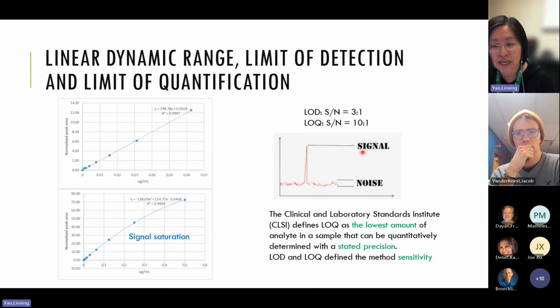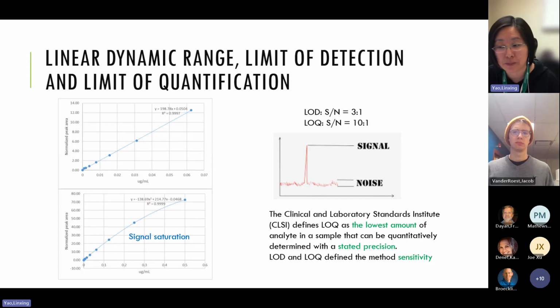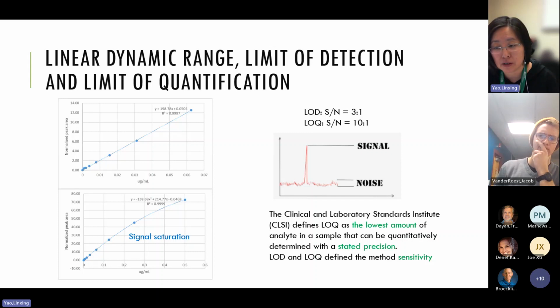The limit of detection, LOD, is the minimum sample concentration at which the analyte signal can be reliably detected when compared to the baseline noise of a blank run. A signal-to-noise ratio of 3:1 is generally considered acceptable for estimating the LOD, and 10:1 for LOQ. These two, the LOD and the LOQ, can be calculated and defined in different ways.